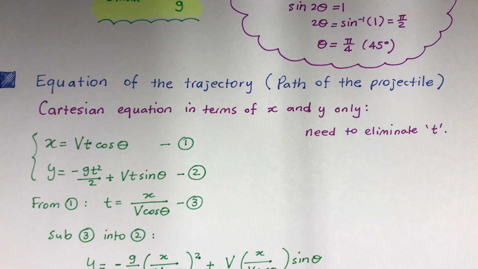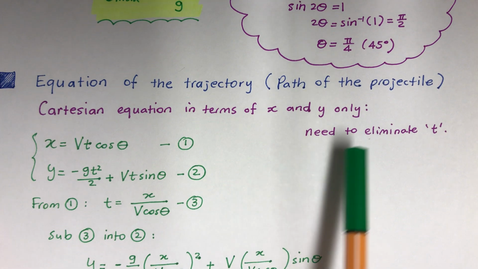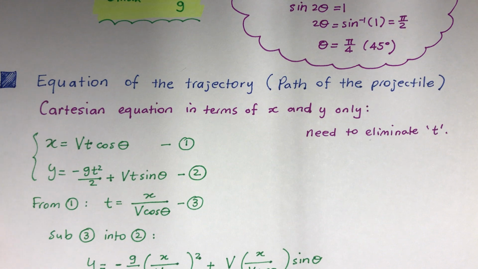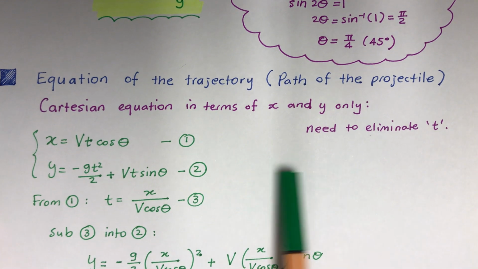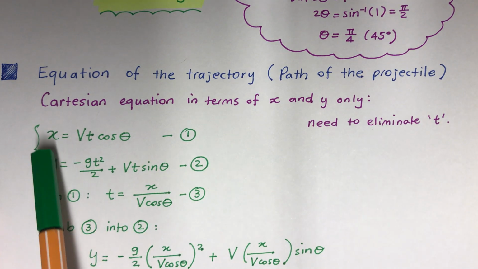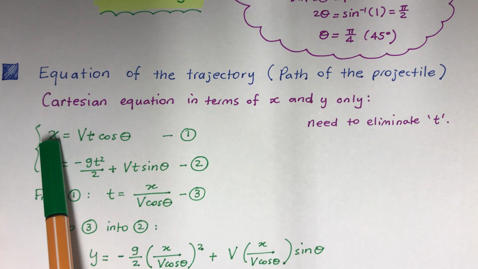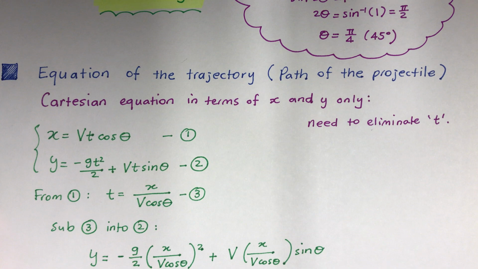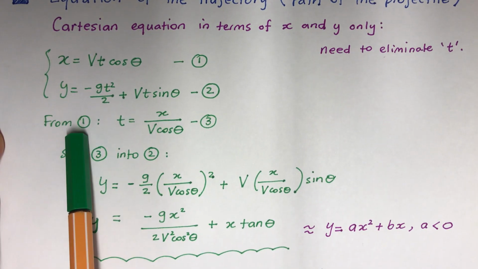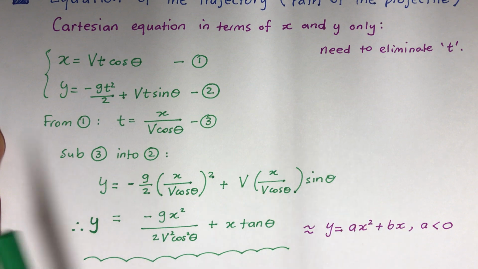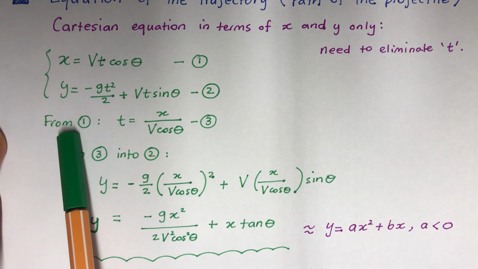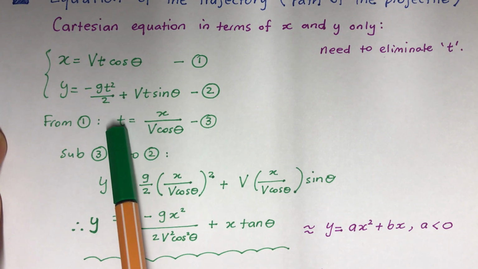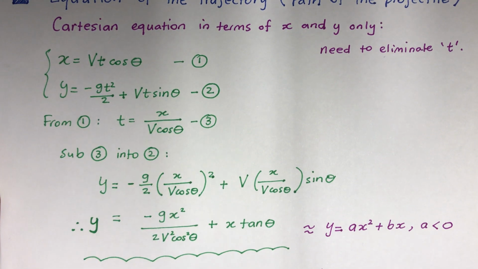Okay, equation of the trajectory, the pathway of the projectile. Now, obviously, we need to use the Cartesian equation, which is in terms of x and y only. So we need to eliminate t from the horizontal displacement formula and the vertical displacement formula. So from 1, it's parametric, really. From 1, I'm going to make the t the subject and substitute into 2, and you will get that.